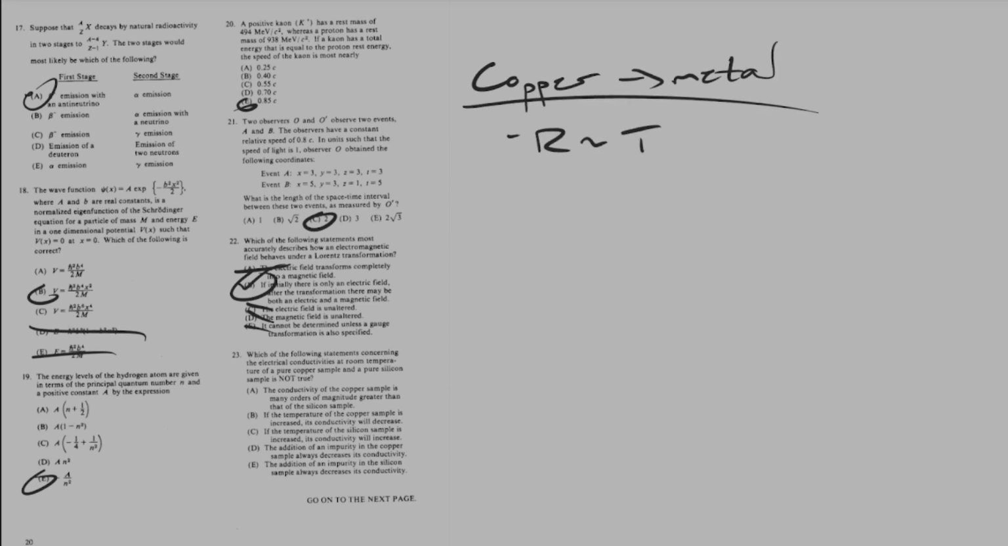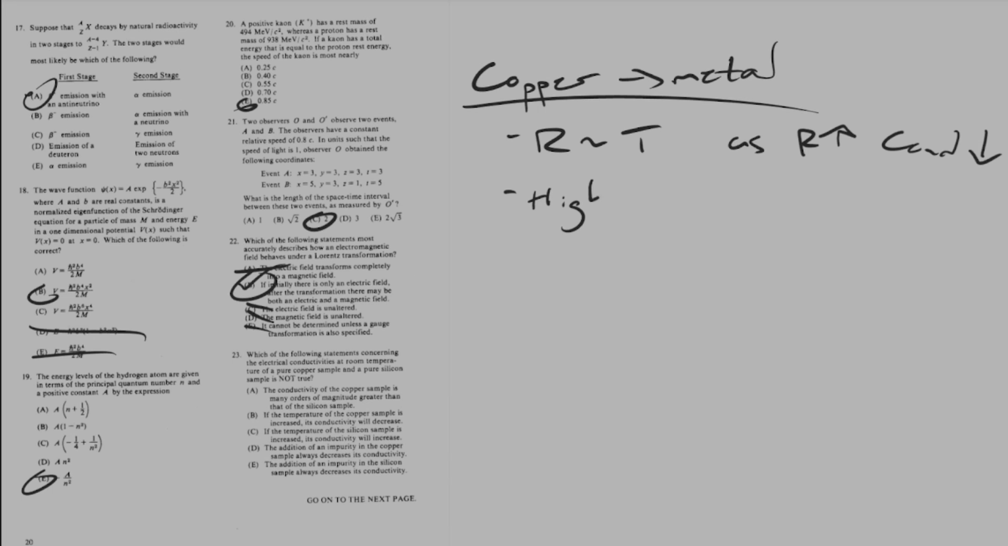And there we go. Next, which of the following statements concerning the electrical conductivities at room temperature of a pure copper sample and a pure silicon sample is not true? So let's look at that. We have copper, which is a metal. A couple things we know about that. The resistivity is proportional to temperature. And just quick, as resistivity goes up, conductivity goes down.